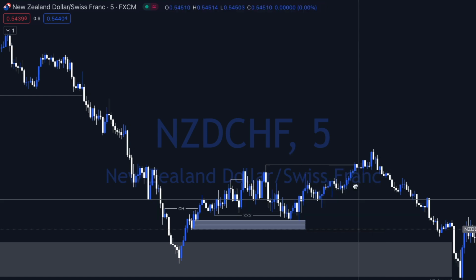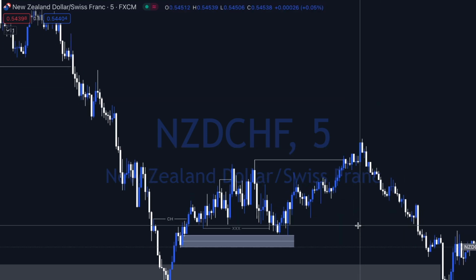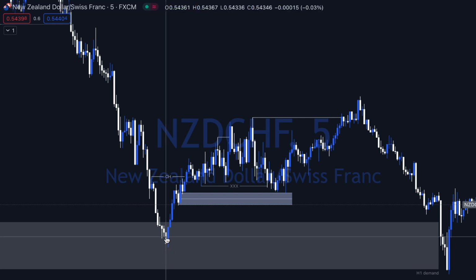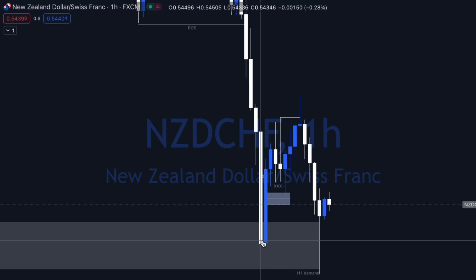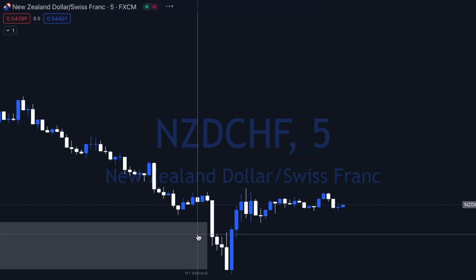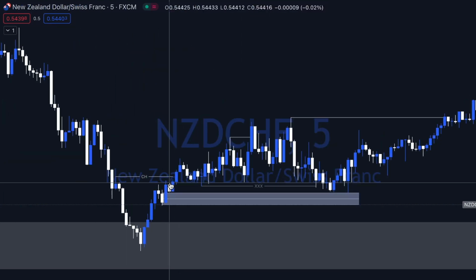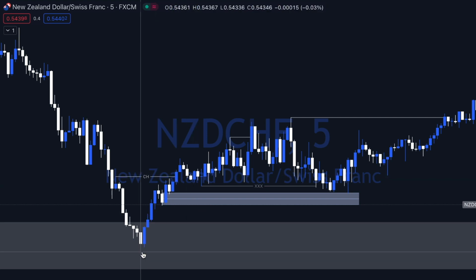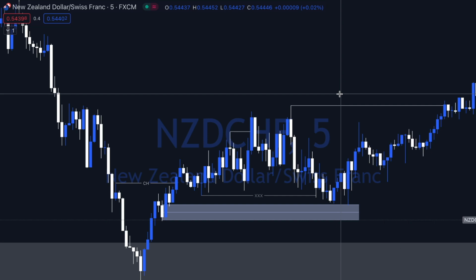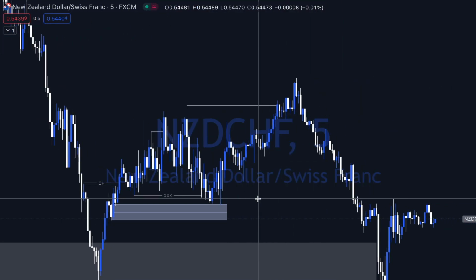So price rejected my area, as you've seen on the 1 hour. If you look on the 1 hour chart, price rejected it right here. But when you drop down to a smaller time frame, it breaks down the candle a little bit more. You see more information. So we came out of here, shot up, broke this high right here. I consider this as a change of character. So once I saw the change of character, that confirmed my trade.